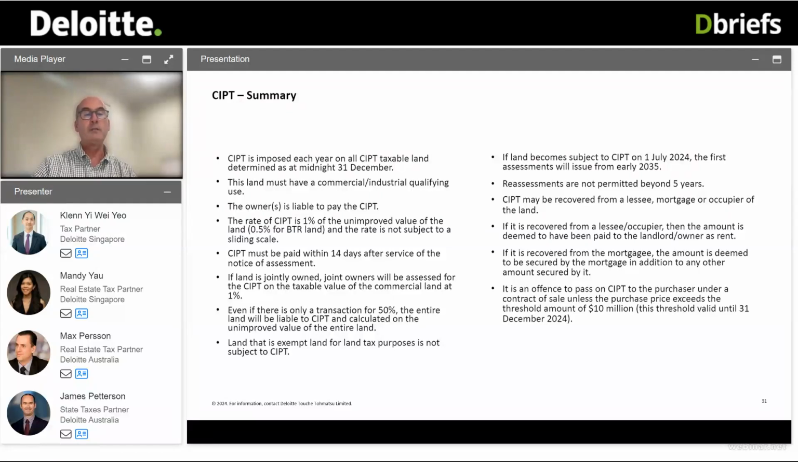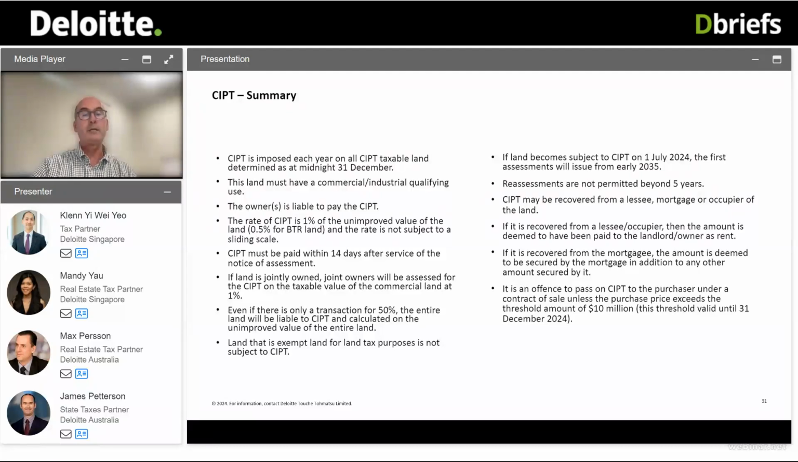And as I mentioned earlier, the owner is generally liable for the tax, but unpaid tax can be recovered from a mortgagee, a lessee, or occupier. So if it's the mortgagee, they can add it to the loan balance. And if it's the lessee or occupier, then it's deductible from the rent. It will also be an offence to pass on CIPT unless the purchase price exceeds $10 million.